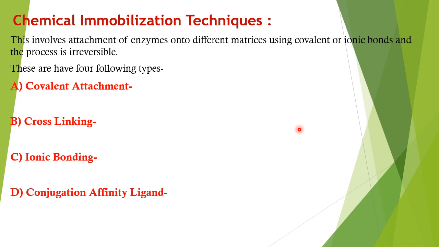So this process is irreversible. Here we have to use further reactions or reactants to get the enzyme back so that we can utilize it in upcoming uses. There are mostly four methods of chemical immobilization. One is covalent attachment, another is cross-linking, the third is ionic bonding, and the fourth is conjugation with an affinity ligand. We will see them one by one in upcoming slides.